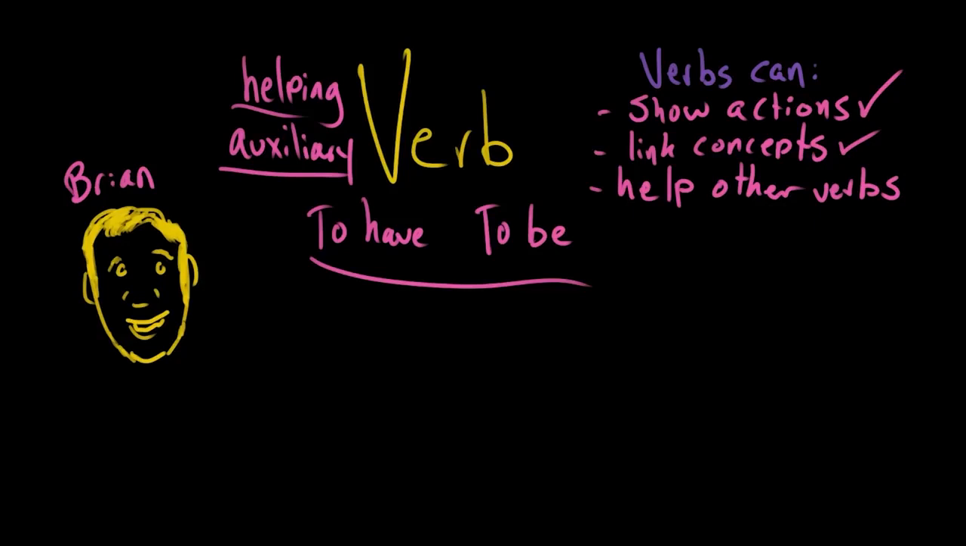So the specific way in which helping verbs help is that they establish certain facts about a sentence, usually when they're happening in time. And we'll get more and more into that as we get more into tenses and aspect, but I just want to give you some examples.